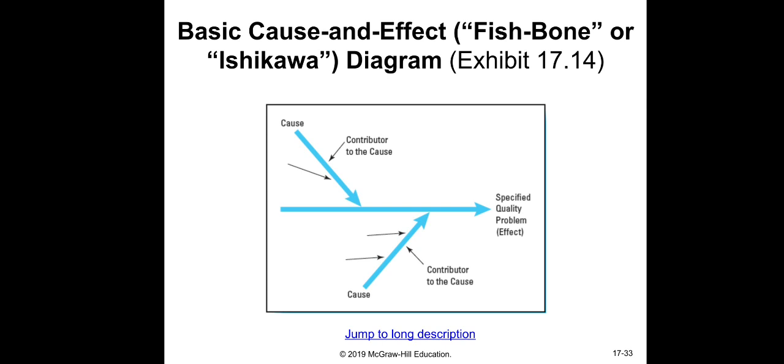Okay, this is the number 3 method that you can use to do quality correction. It is called the Fishbone or Ishikawa diagram. Okay.